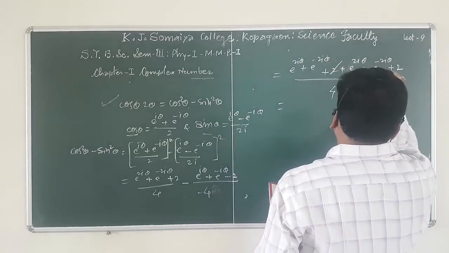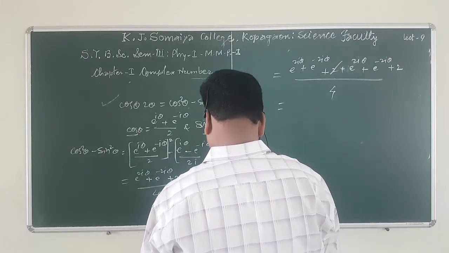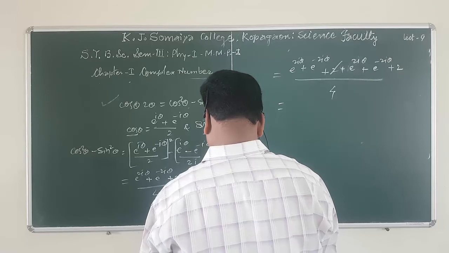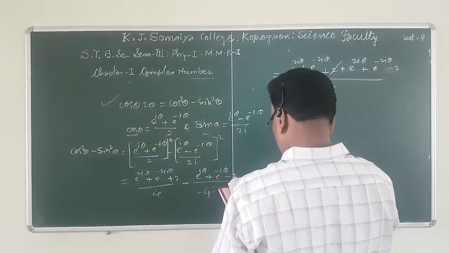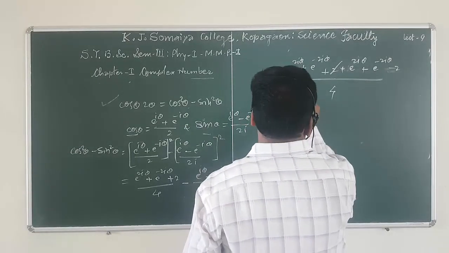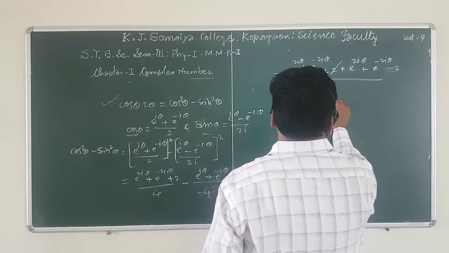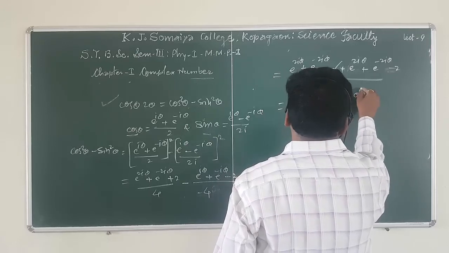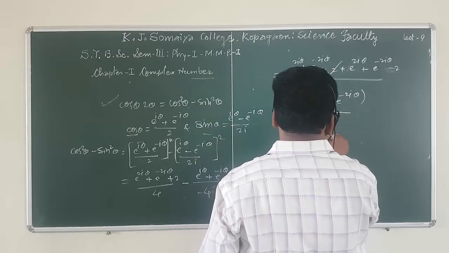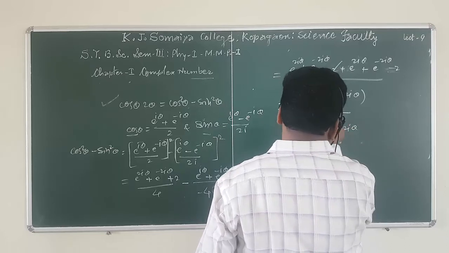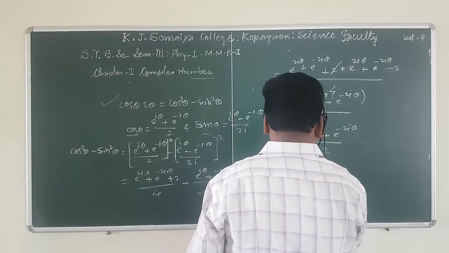Here the terms cancel, and minus 2, therefore we can write 2 times e raised to 2I theta plus e raised to minus 2I theta upon 4, and so lastly we have e raised to 2I theta plus e raised to minus 2I theta upon 2, since 2 by 4 is 1 by 2, and this term represents cos 2 theta.